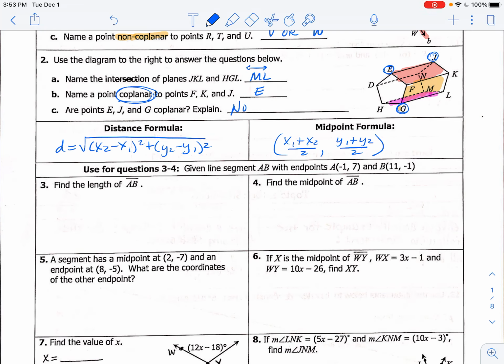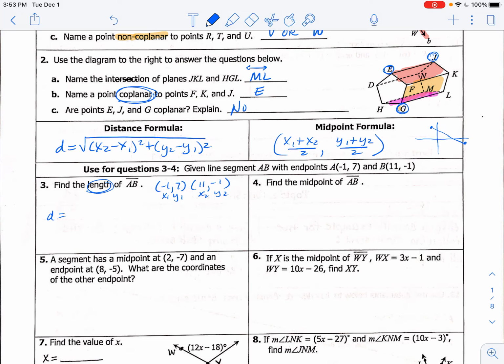So what I'm going to do is just do a quick sketch. And let's see, I've got -1, 7 is like right here. And 11, -1 is like right here. So my line is somewhere over here, just to give me an idea of what I'm looking at. Find the length of AB. All right, so I'm going to go ahead and write my points again, -1, 7, and 11, -1. I'm going to call this guy my first x, my first y, second x, second y. And then the length can be found with the distance formula.